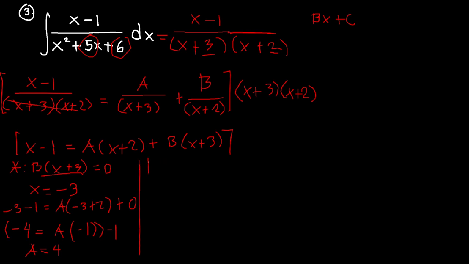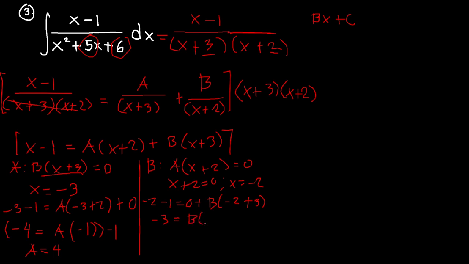Then let us solve for b. For b, we will set the x of a to 0. So a times x plus 2, then we get x plus 2 equals 0, which is x is equal to negative 2. Just transfer 2 to the right side. And then we can set all the x's here to negative 2. So it will be negative 2 minus 1 is equal to 0 plus b times negative 2 plus 3. And this is going to be negative 3 equals b times 1, which means b is just negative 3.